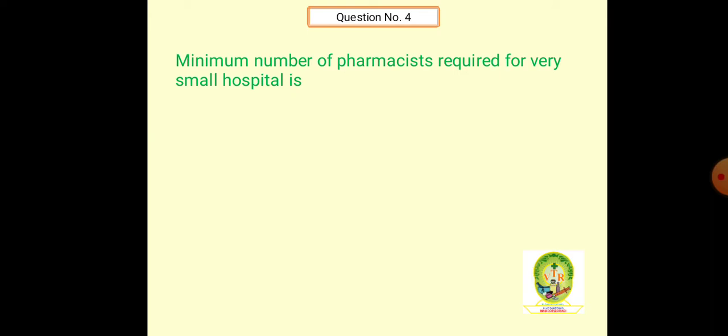Minimum number of pharmacists required for a very small hospital is. Options are A. 1, B. 2, C. 3, D. 4. Right answer is C.